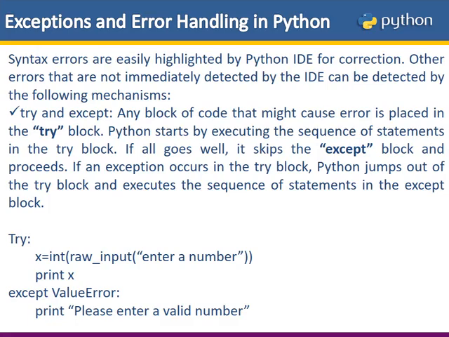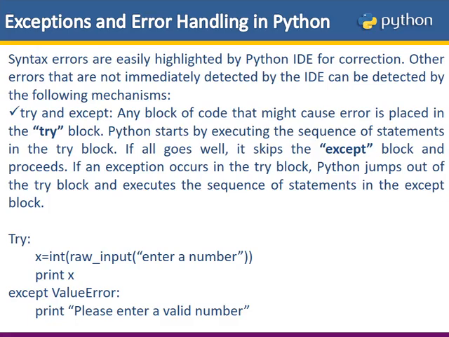So we want to look at the other mechanisms that we can use to detect errors. Here we have the try and except block. Those are what we use to avoid our program crashing when an exception occurs.